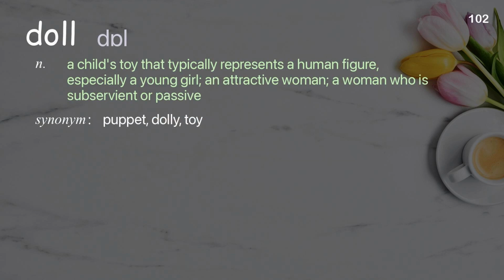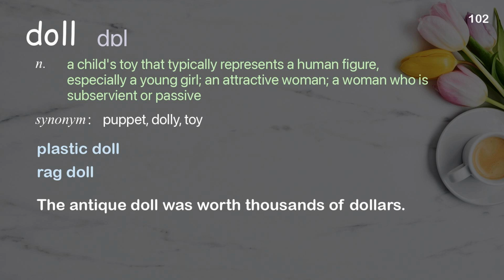Doll. A child's toy that typically represents a human figure, especially a young girl, an attractive woman, a woman who is subservient or passive. Examples: Plastic doll, rag doll. The antique doll was worth thousands of dollars.